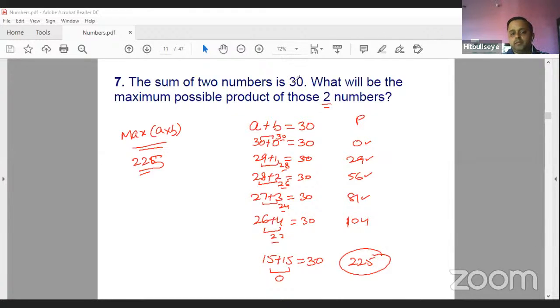Now let us change the number. Instead of 30, if I take the number to be, say, 21, what would be the answer in that case?